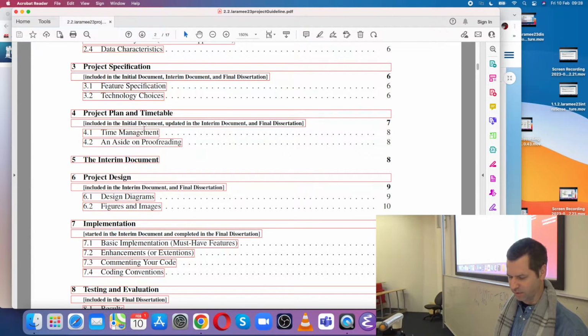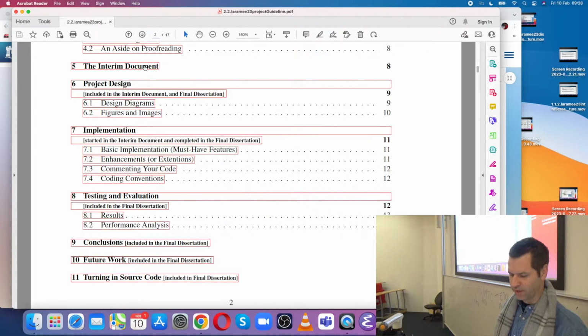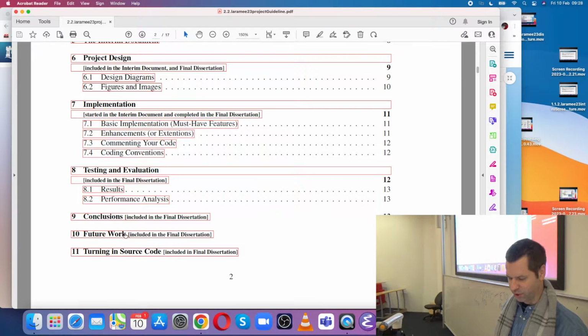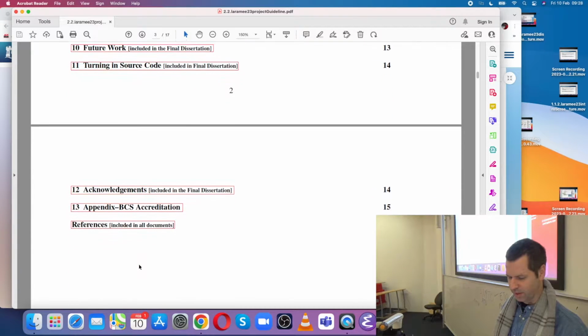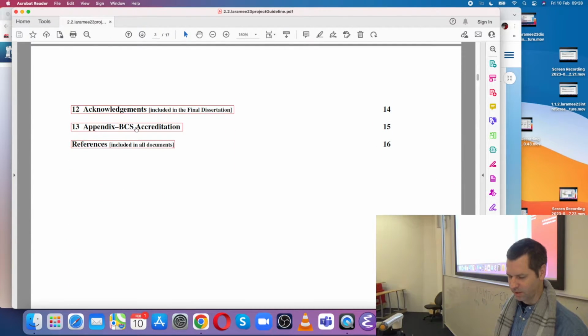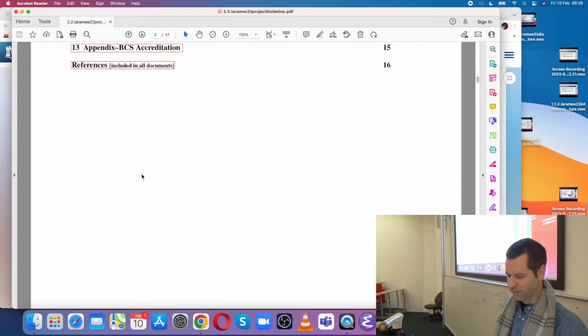Project plan and timetable. The interim document is only interesting for extended enhanced MSc students. There's a project design section, an implementation section. These are all the subsections. A testing and evaluation section. Results, performance analysis, conclusions, future work, and then turning in source code. Right, acknowledgements. There's an appendix here. You might have appendix. You'll have references.